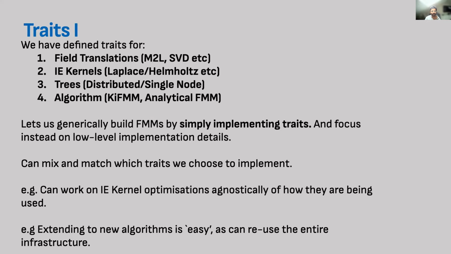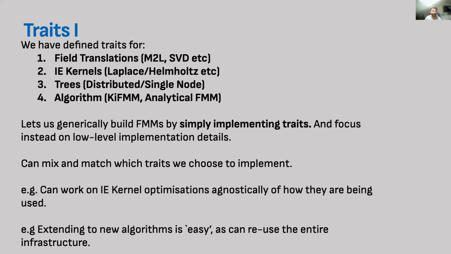In terms of the basic traits that we have for this FMM, we're able to isolate all of the independent components as trait interfaces. This is not going to mean much to people who aren't in the community, but things like field translations, the integral equation kernels, the distributed trees, which the FMM relies on because you have to go up and down these trees, as well as the actual algorithm implementation. And there are numerous versions of these.